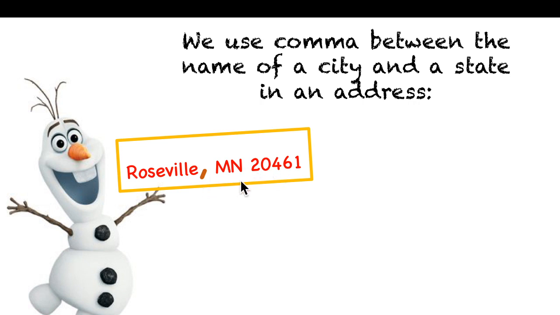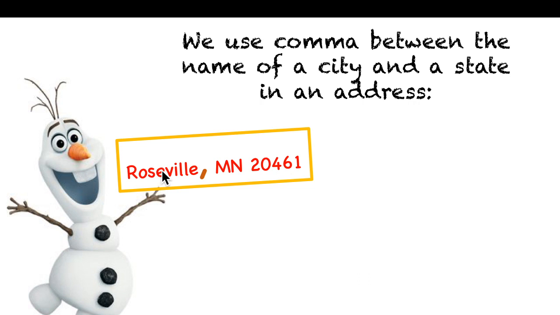So, in an address, you have three parts: city, state, and zip code. City, state, zip code. The comma must come between the city and the state, not between the zip code.